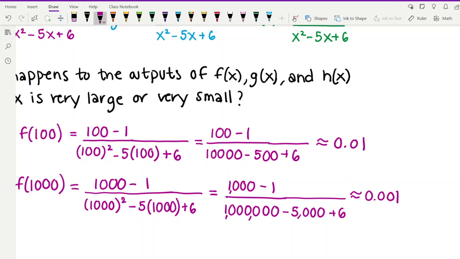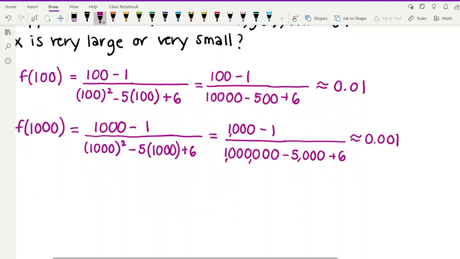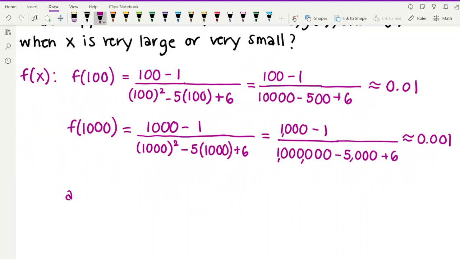So what's happening? Well, the bigger the number we're plugging in for x, the smaller and smaller the result is, or maybe I shouldn't say smaller, it's getting closer to 0 specifically, right? We have 0.01, then we have 0.001. And so the general trend is that as x approaches infinity, right? That's kind of what we're testing here. We're testing out bigger and bigger x values. What's happening is that f of x is approaching 0.